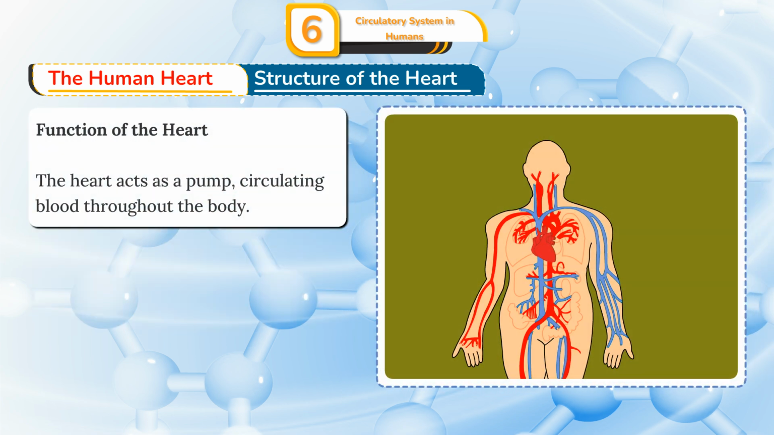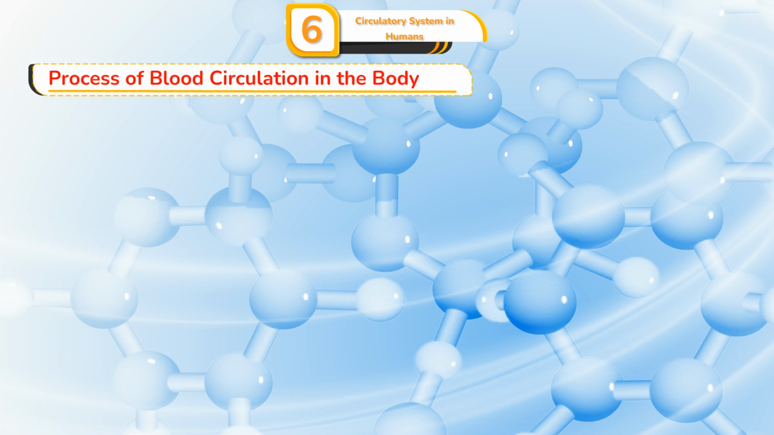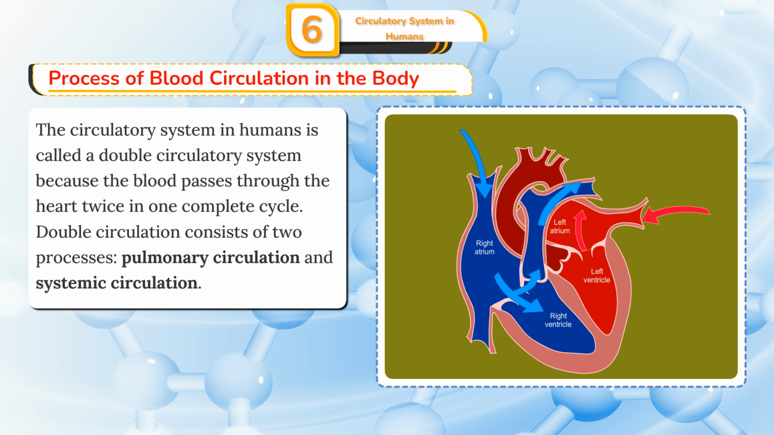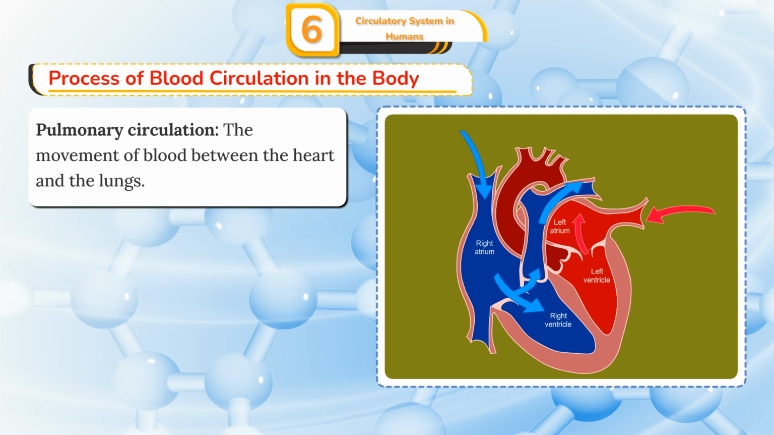Function of the heart. The heart acts as a pump, circulating blood throughout the body. Process of blood circulation in the body. The circulatory system in humans is called a double circulatory system because the blood passes through the heart twice in one complete cycle. Double circulation consists of 2 processes, pulmonary circulation and systemic circulation.